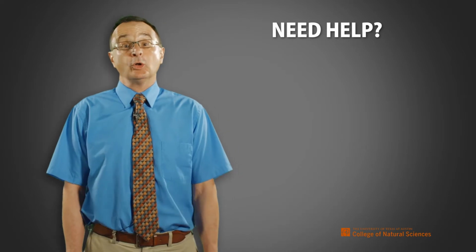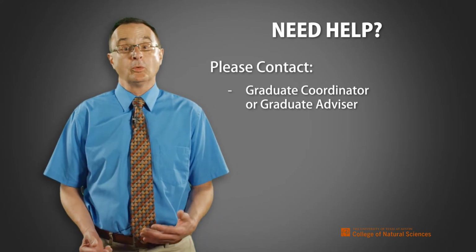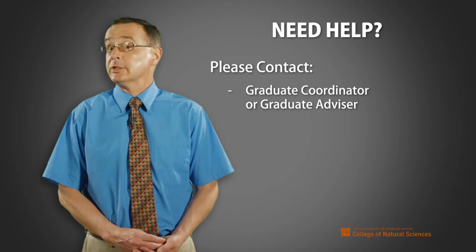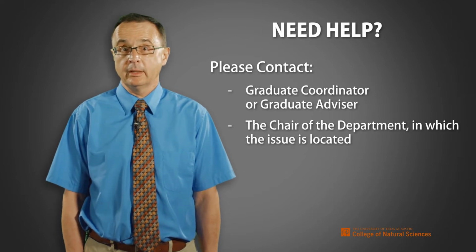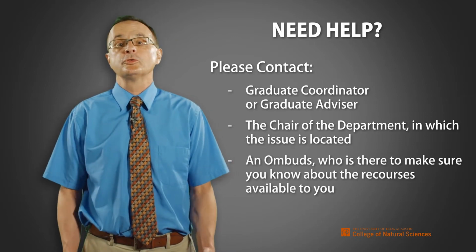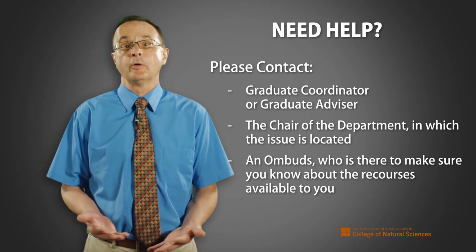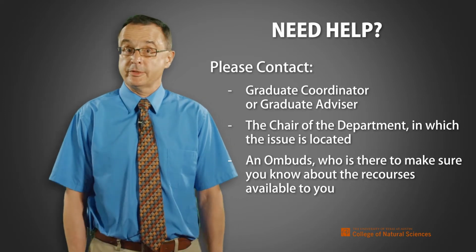We want your graduate studies to go as smoothly as possible. And yet we know that there can be bumps in the road. What can you do if you need help with a problem, whether it concerns a TA assignment, a situation in your lab, or really anything that may be negatively impacting your studies? A good first step is to contact your graduate coordinator and graduate advisor. In some cases, it may be appropriate to speak to the chair of the department in which the issue is located. And the university has an ombuds whose role is to make sure you are aware of all recourses available to you in a given situation.